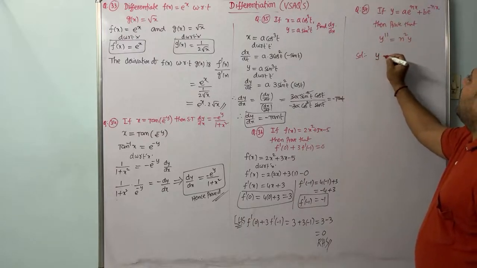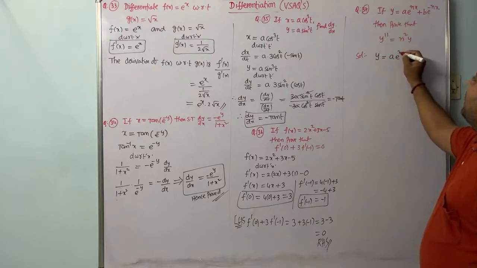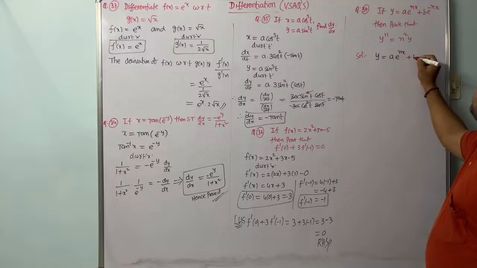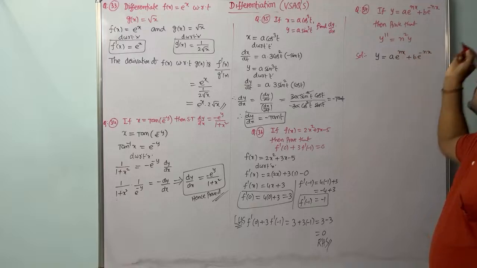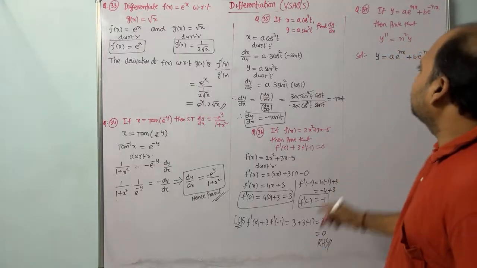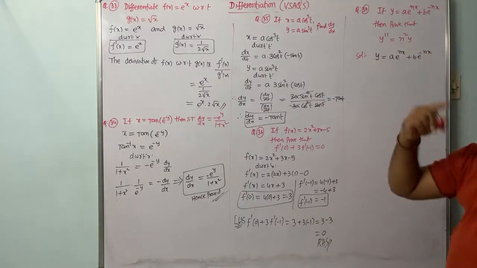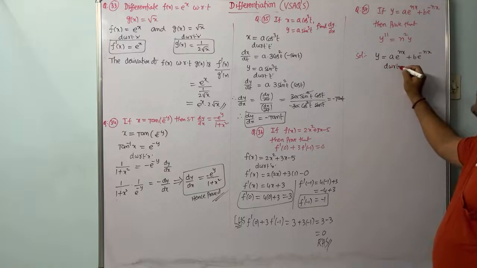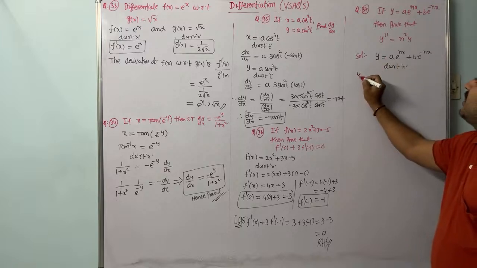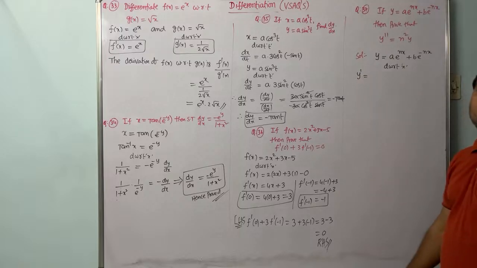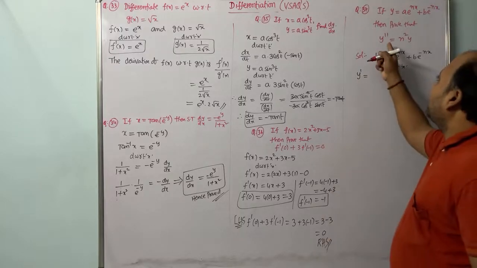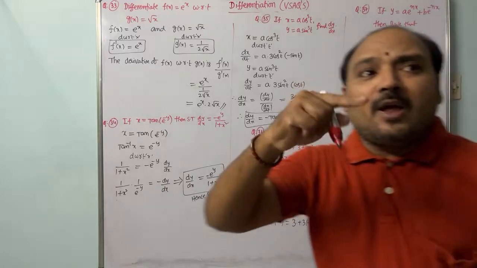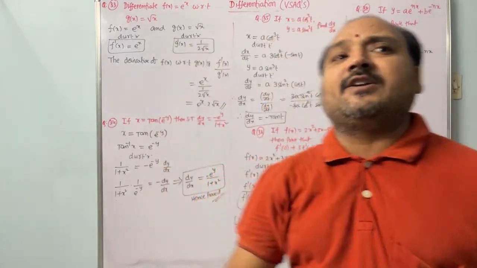Here, y equal to a e power nx plus b e power minus nx. They are asking to prove the second derivative, double derivative. So once again, differentiate with respect to x. Y derivative will become y dash. Sir, why are you not writing derivatives? Here, according to the question, you have to follow, students. Y double dash is there. First derivative will become y dash.